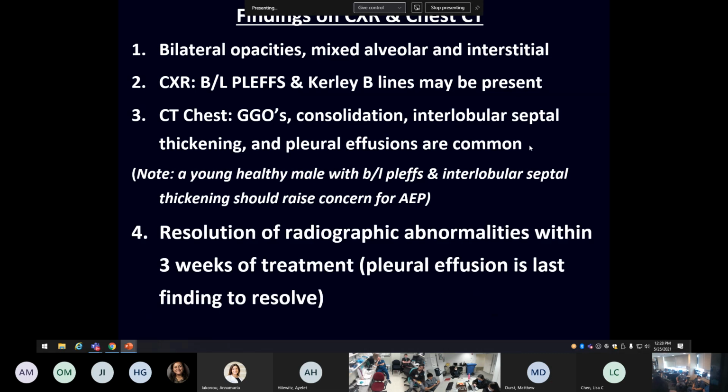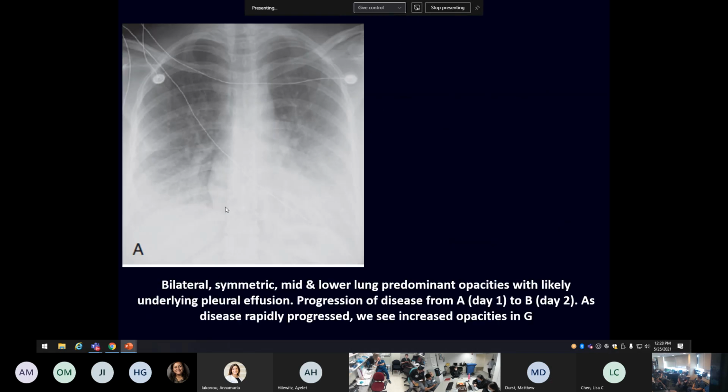eosinophilic pneumonia. Like we talked about, radiographic resolution is very quick, within several weeks, as opposed to other forms of pneumonia where it can take up to 12 weeks for full resolution. And the last finding to resolve is the pleural effusion.